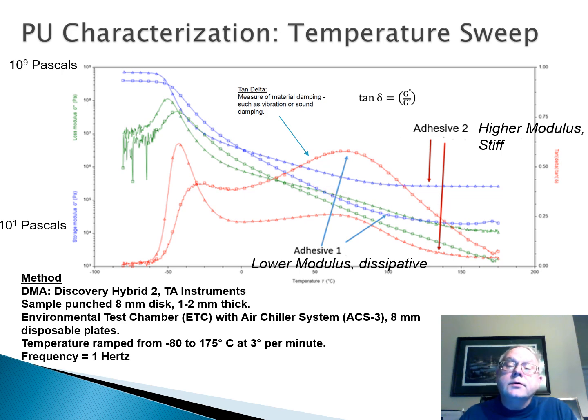Adhesive 2 has higher modulus and less of a tan delta, or less flow or dissipation. So it is higher and stiffer than the lower modulus, more dissipative adhesive, adhesive number 1. This adhesive would be better suited for bonding stiffer substrates, more rigid things, and the lower modulus, which is more dissipative, would be used for more flexible type substrates.